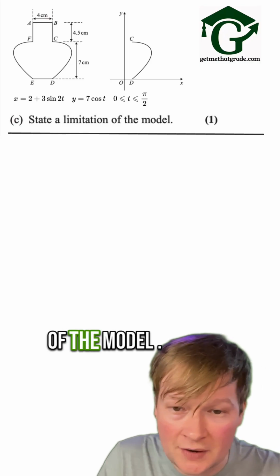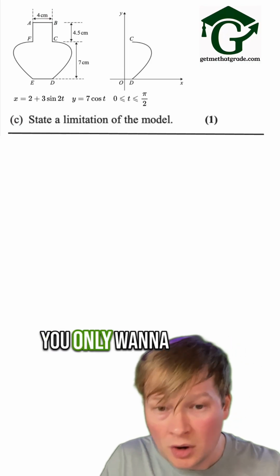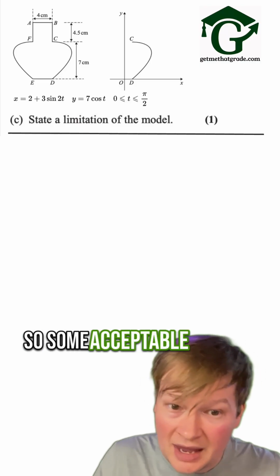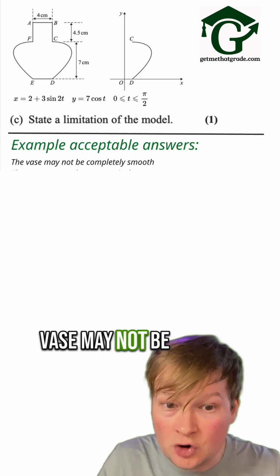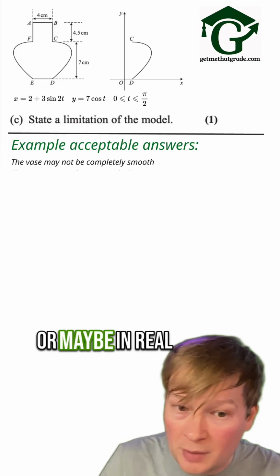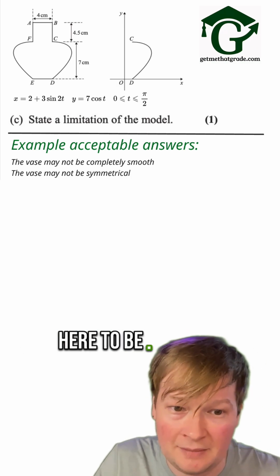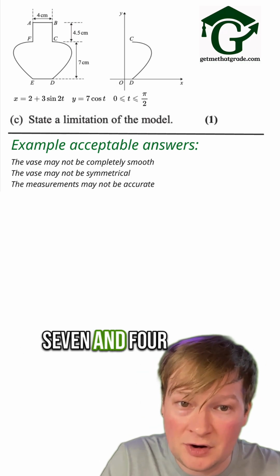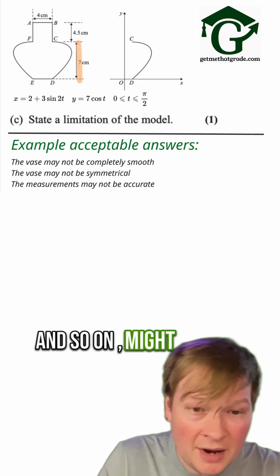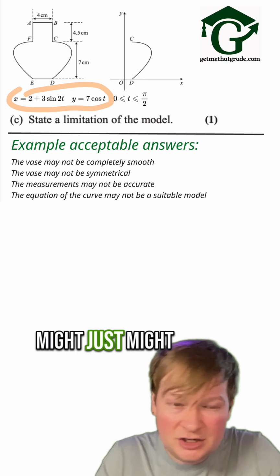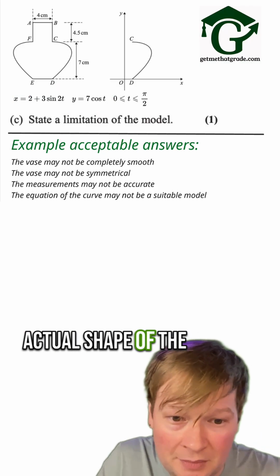State a limitation of the model. It's only 1 mark. You only want to give one thing. Try to keep it simple. So some acceptable examples are the vase may not be completely smooth in real life. Or maybe in real life, the vase may not be symmetrical, as we've modelled it here to be. Maybe the measurements 7 and 4.5, 4 and so on might not be precisely accurate. Maybe the equation that we've got here might not be a suitable model for the actual shape of the vase.